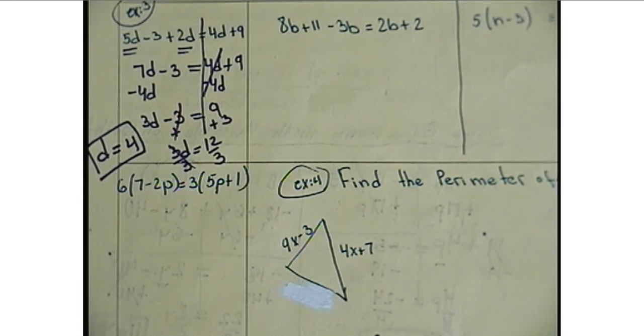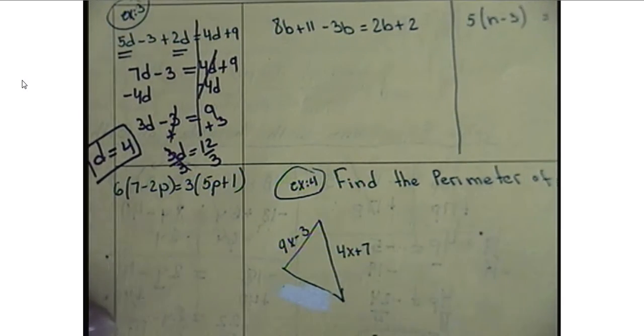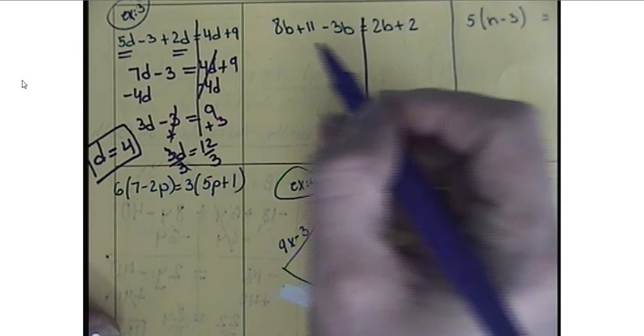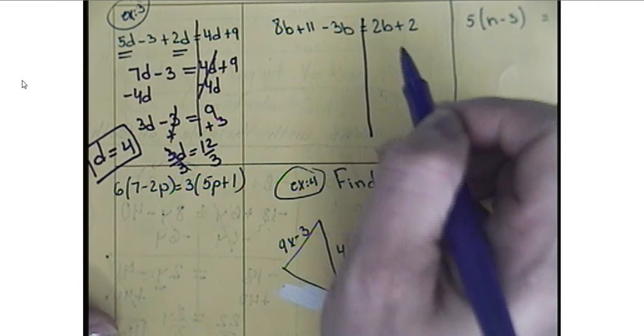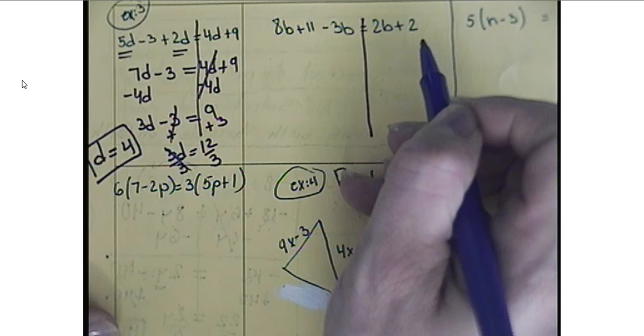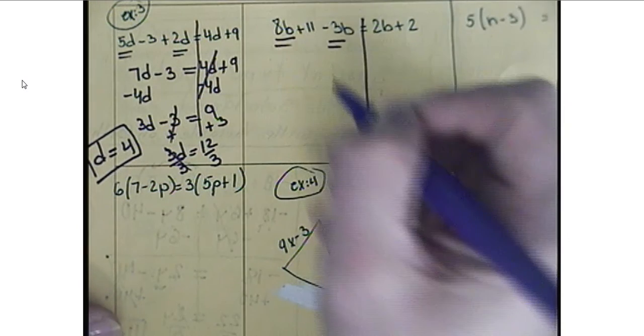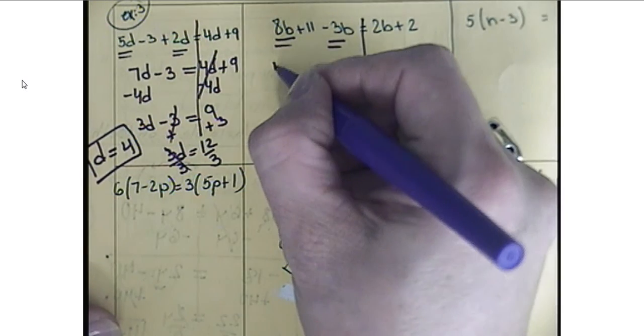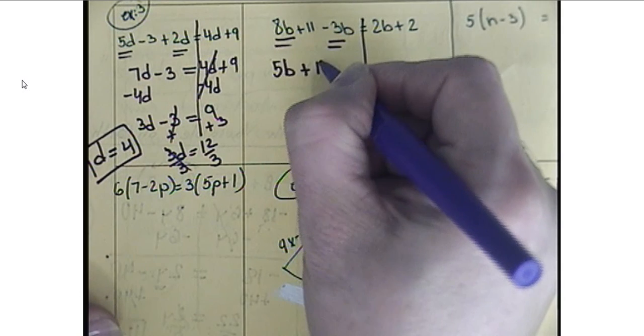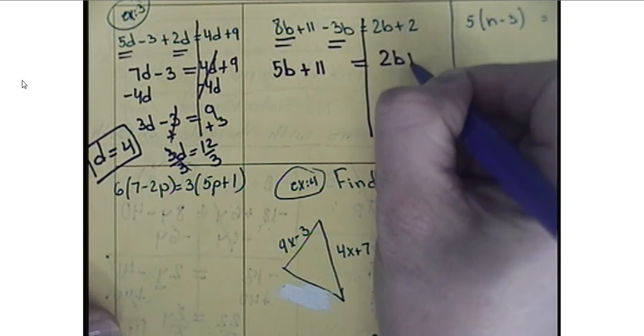Okay? Next example. So those are examples where we are still applying multi-steps, but we have to do a couple of things before we start solving the equation, which means we gotta combine like terms, or maybe we have to apply the distributive property. So here's another example. 8b plus 11 minus 3b is equal to 2b plus 2. Well, 8b minus 3b are two like terms, which is 5b, plus 11 equals 2b plus 2.